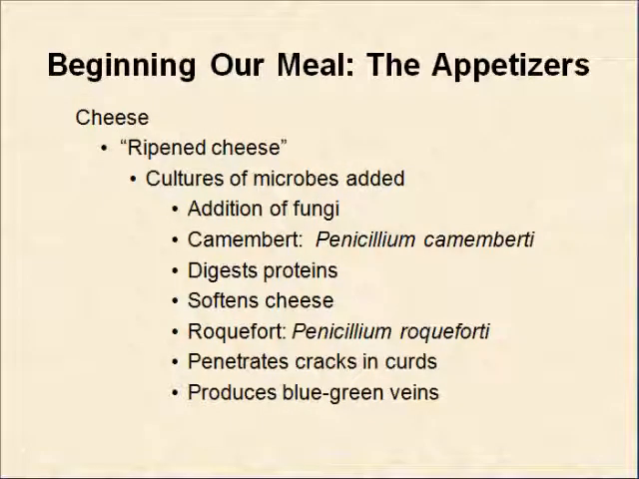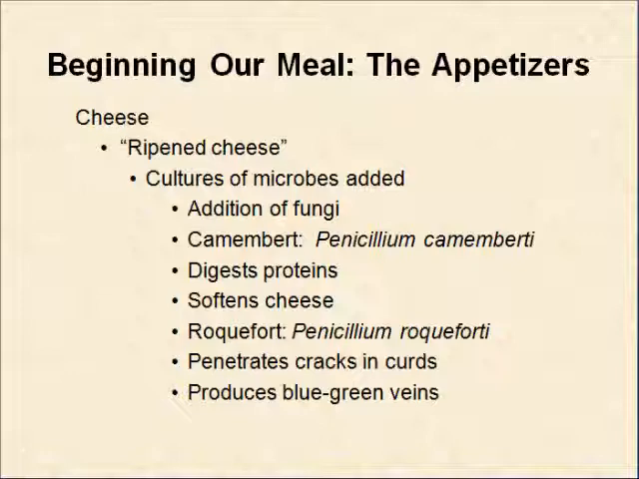Now, aside from bacilli, cheeses can be ripened with fungi as well. Cultures of microbes are added, consider Penicillium camemberti, which is used to make camembert. It digests the proteins and softens the cheese. Roquefort, there is Penicillium roqueforti, which penetrates cracks into the curds, and it produces actually those blue-green veins that we think of as a component of blue cheeses.